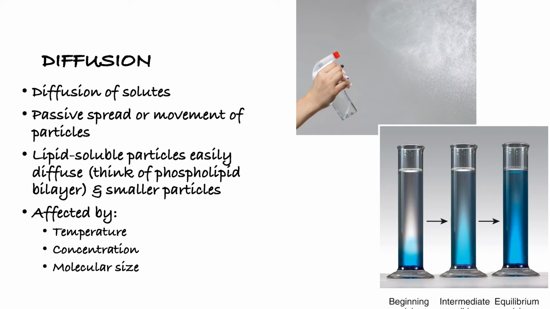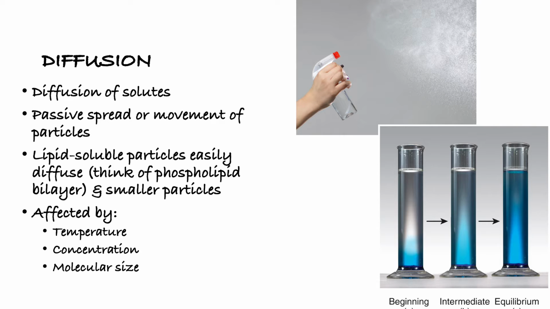The first one I'm going to talk about is going to be diffusion. This is diffusion of solutes. This basically means that there's a passive spread or movement of these particles. I have a picture here of spraying a scent, a perfume. Inside the bottle, you're going to have the highest concentration of that substance, and by the time you spray it, we say it's moving from an area of high concentration to an area of low concentration. We can also use the example of a perfume.